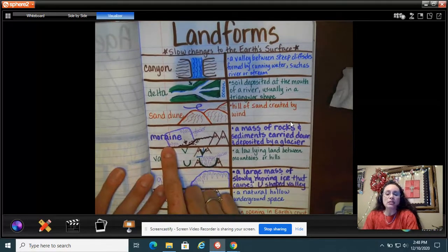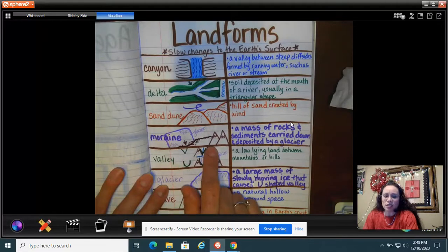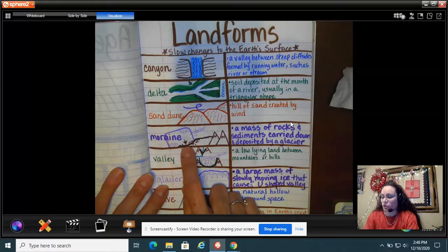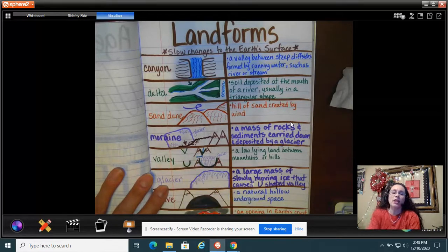Then you have a moraine. The moraine is broken up mountain. It's pieces of mountain that are broken by a glacier. So my definition is a mass of rocks and sediments carried down and deposited by a glacier.